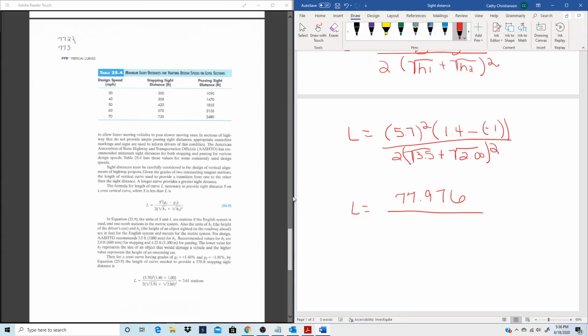And then I get 21.583 when I do the bottom half. So I'm going to take 77.976 divided by 21.583, and that gives me 3.61 stations.